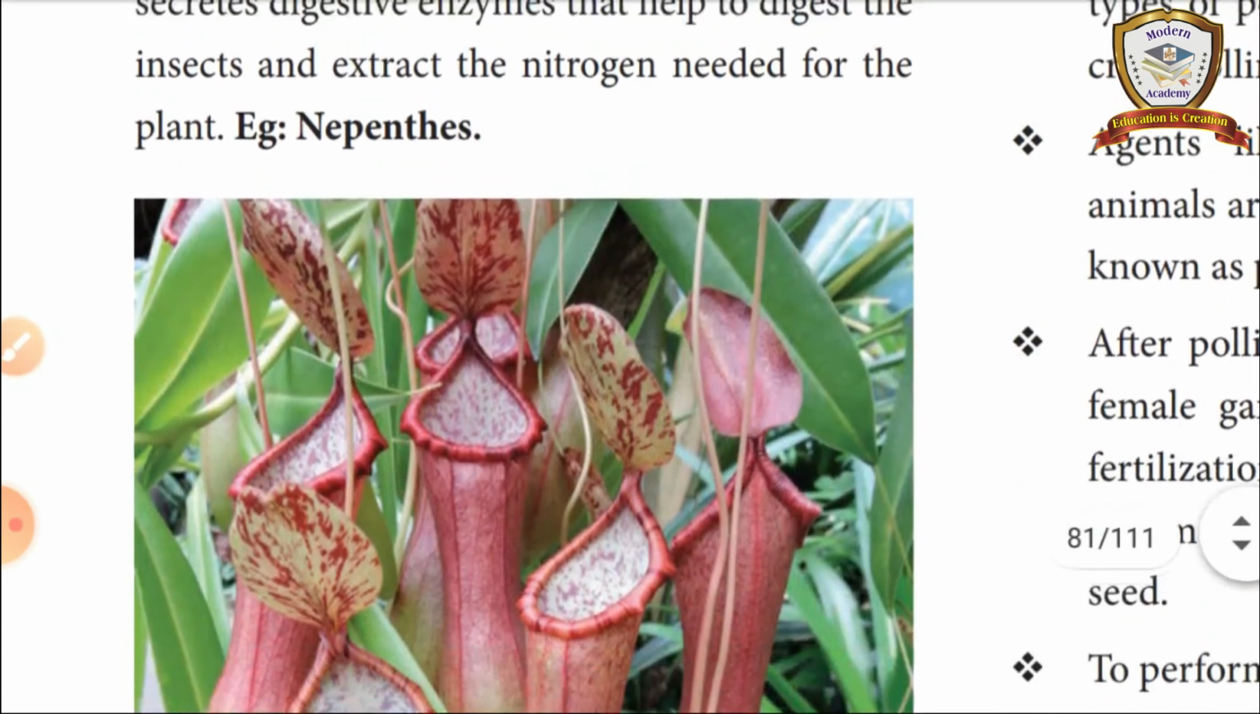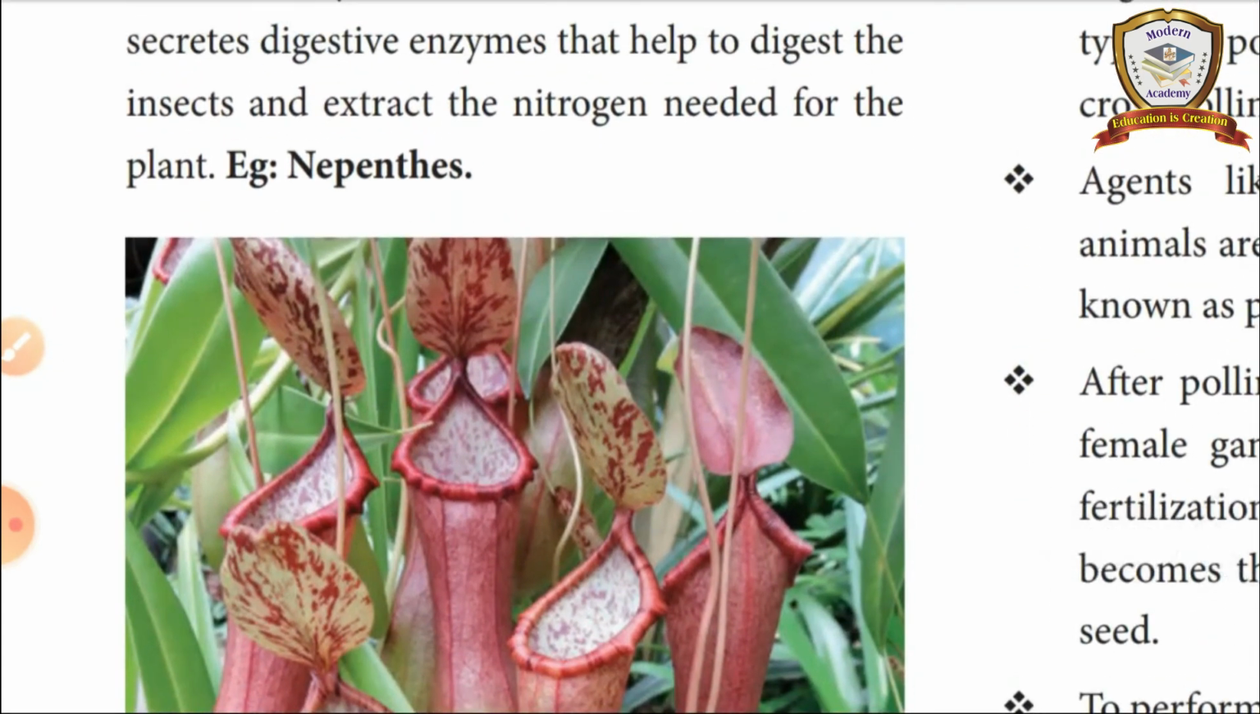And in the inner wall of this plant itself, the digestion process takes place. It digests the insects and takes the nitrogen from that. So this is the plant Nepenthes.